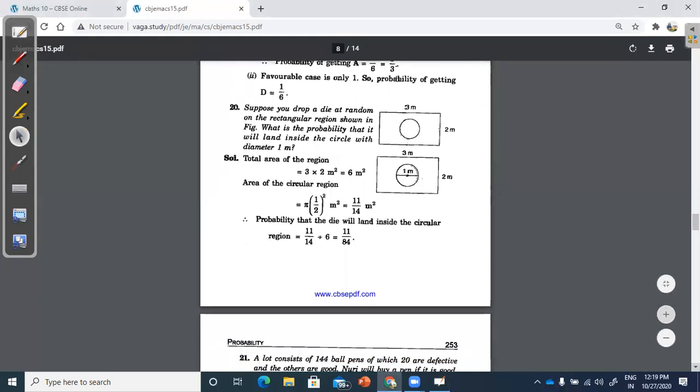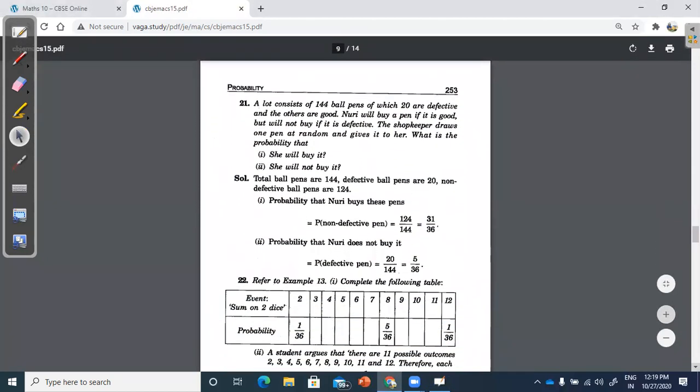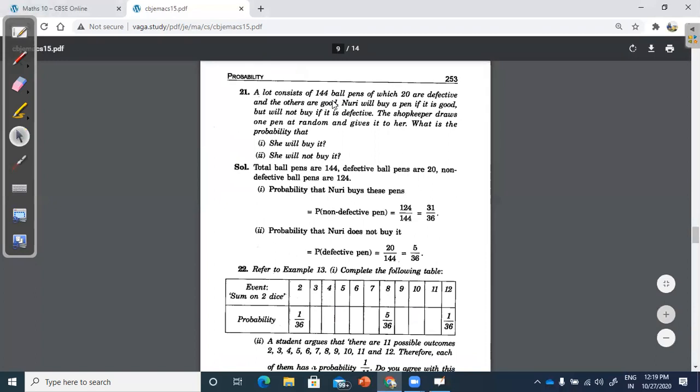Okay, moving further to question number 21. A lot contains 144 ball pens, out of which 20 are defective. So out of these 144, 20 are defective. That means 124 are good ones, right? Noori will buy a pen if it is good, and she will not buy it if it is defective. Obviously, you will buy a good pen only, not a defective one.